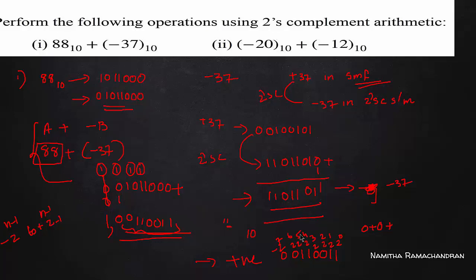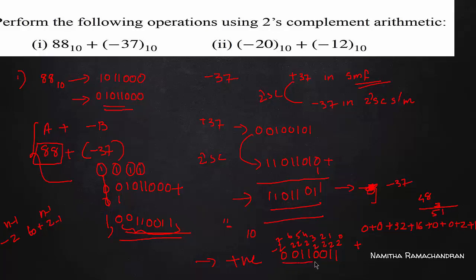Then here 2 to the power 5 is 32. 32 into 1, 32 itself. Here 16 into 1, 16 itself. Again 0 plus 0 plus 2 plus 1. So total 32 plus 16, 48. 48 plus 3, 51. So our final result.